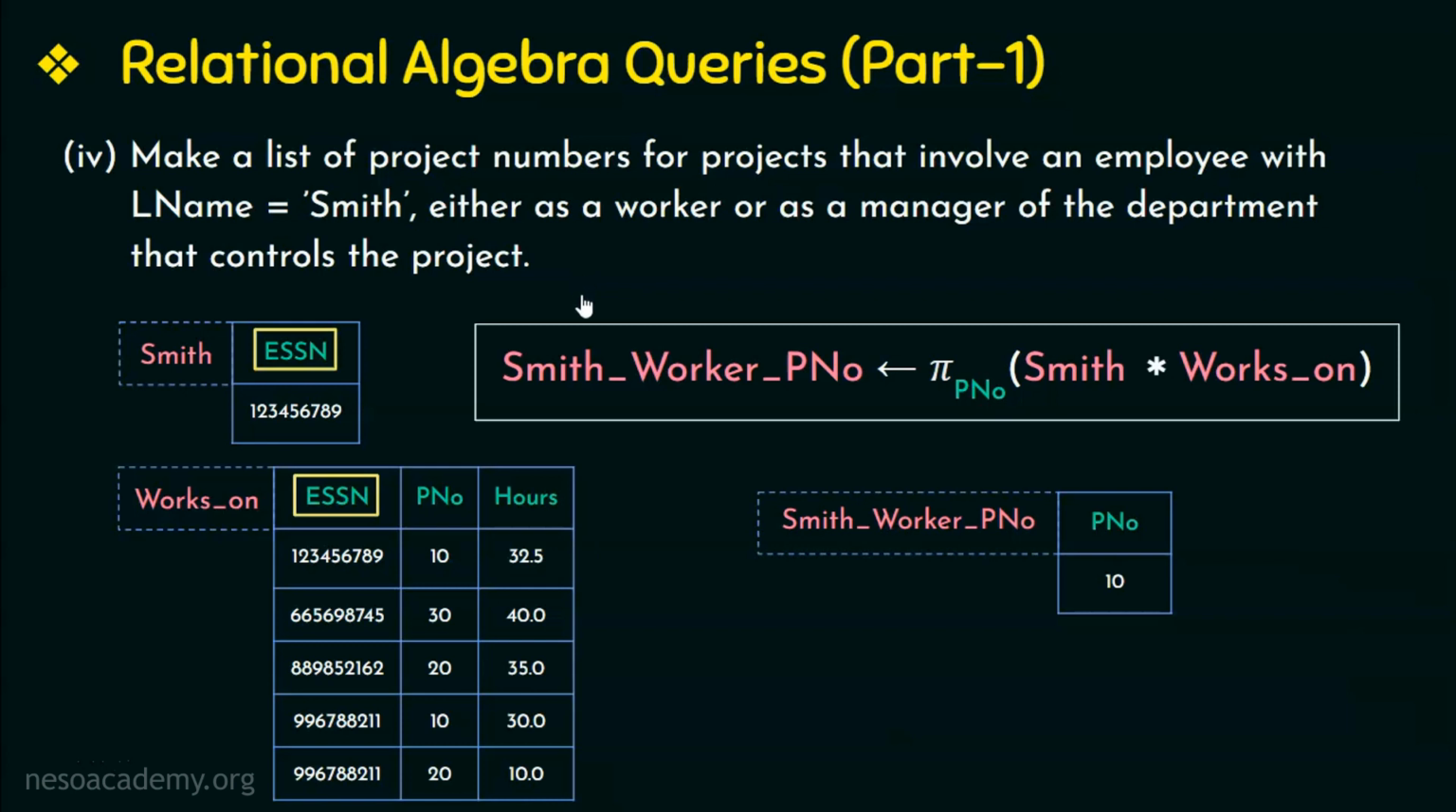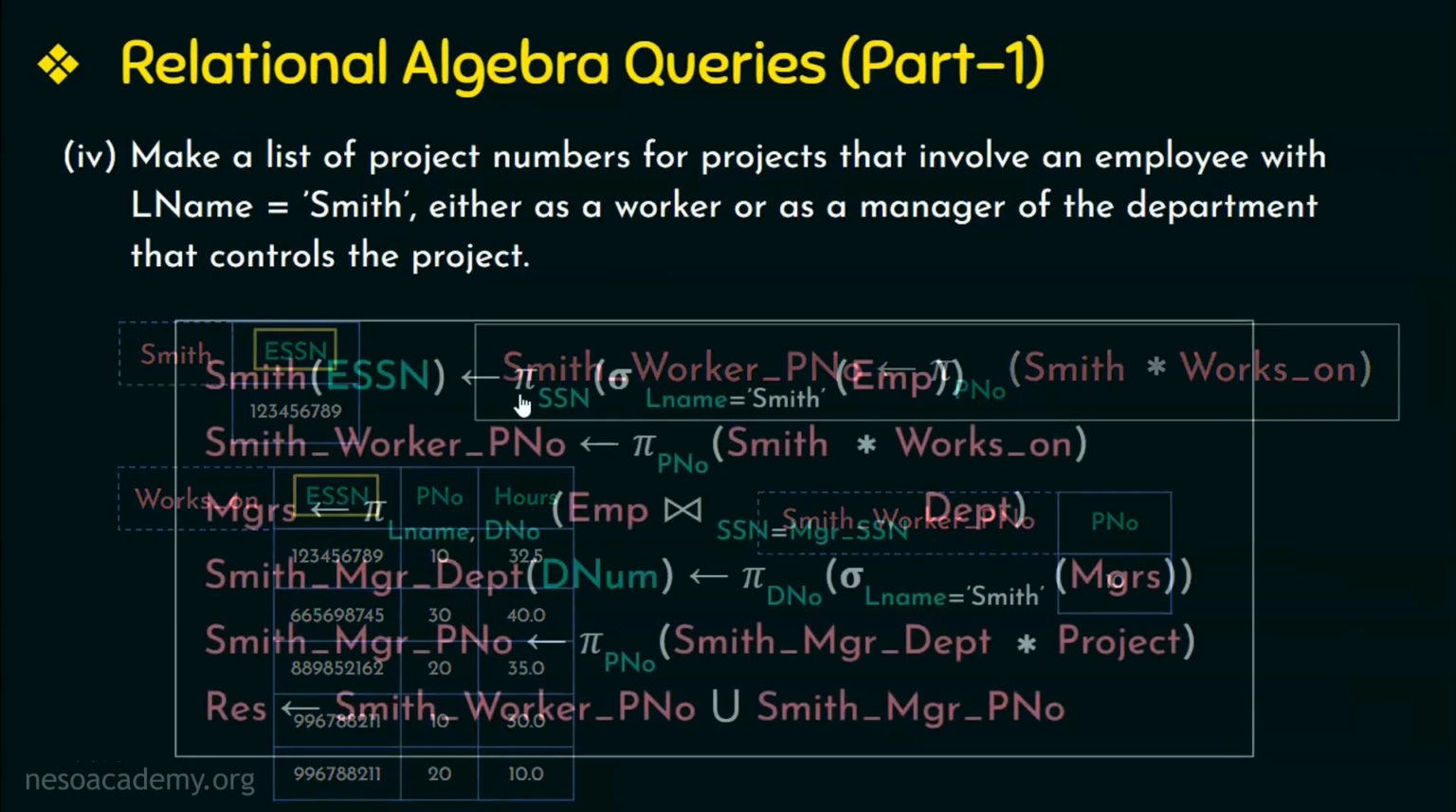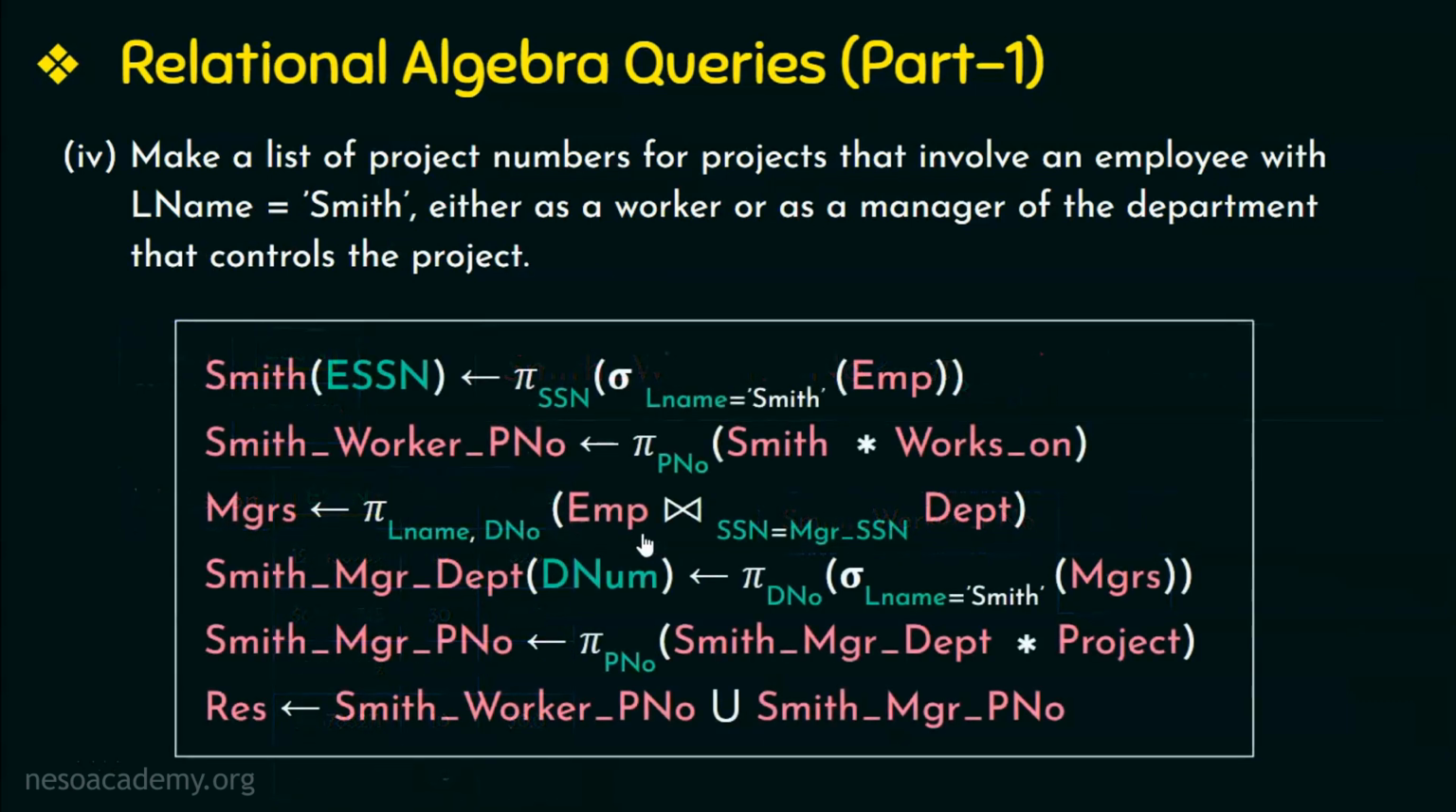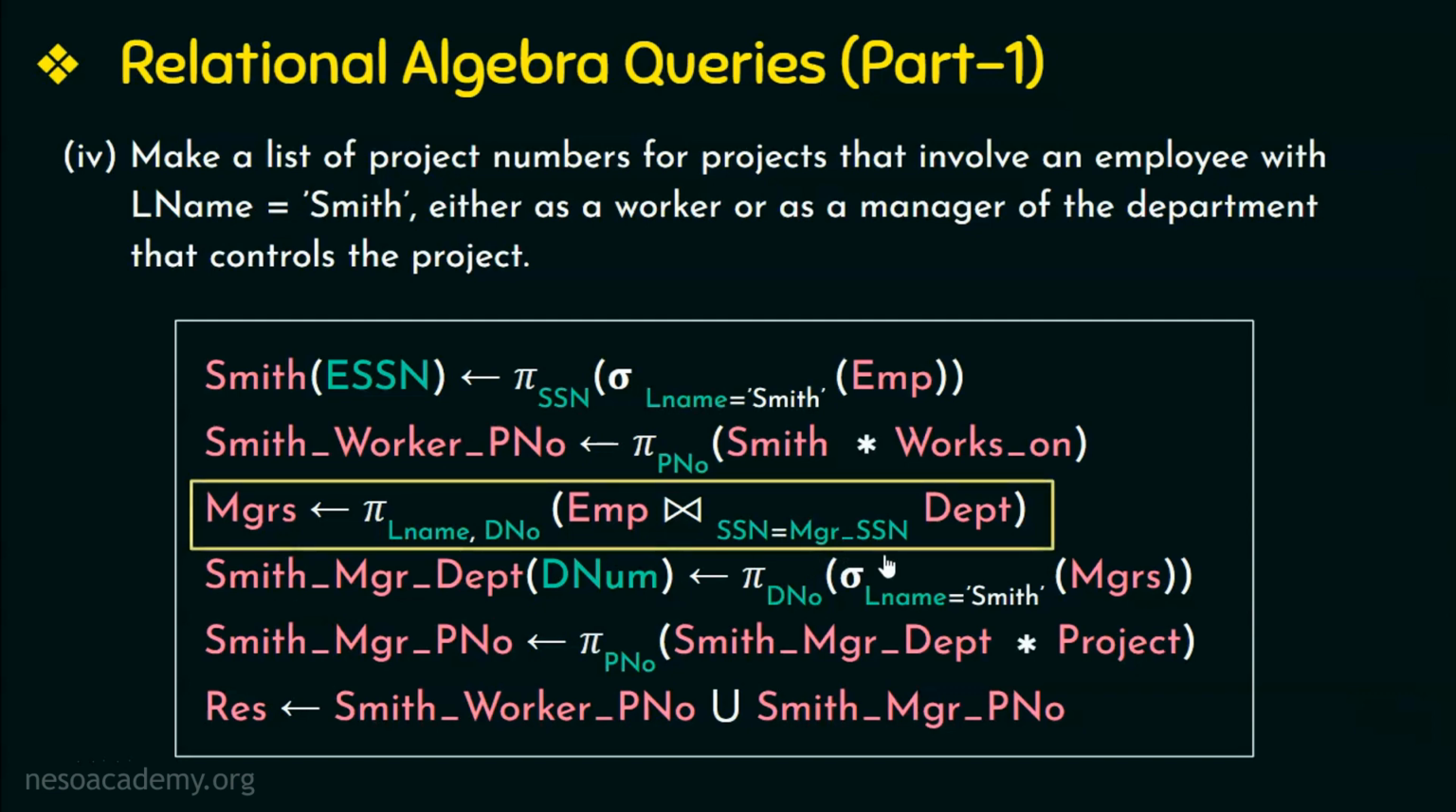We have already seen the project number on which the employees with last name Smith work as a worker. Now, a manager may or may not work on a project. He could just manage the department that controls the project. So first we need the list of managers to know if there is any manager with last name Smith. For that we need to join the EMP relation with the department relation and check if their SSN match. So this is the next step in the query.